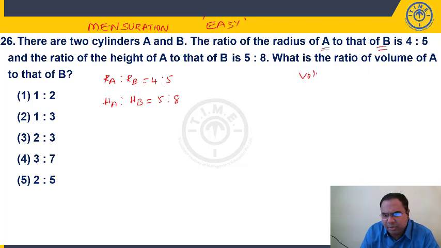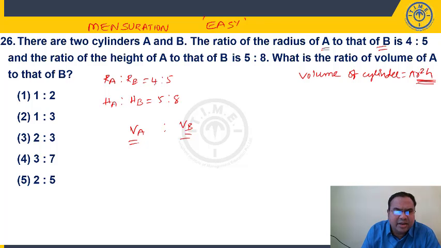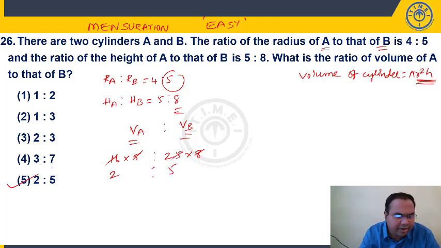What is volume of cylinder formula? We all know that volume of cylinder is nothing but pi r square h. When you are taking the ratio, this pi will be common. So the ratio is nothing but r square h. Now volume of A is to volume of B. Anyways, pi will get cancelled. Don't write pi again, cancel. It is all based on r square h. Radius of A, 4 square 16 into height is 5. Similarly, radius of B, 5 square 25 into height of B is 8. 8 goes 2 times, 5 goes 5 times. So the ratio comes to 2:5. It is present in fifth option.